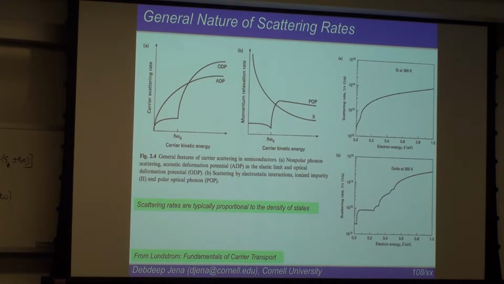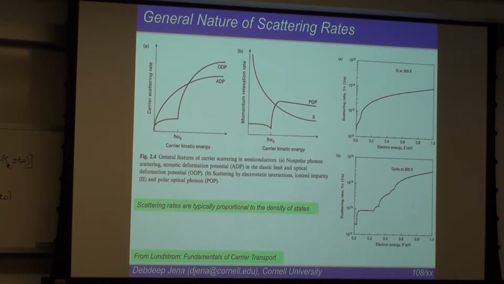On the other hand, an optical deformation potential is an optical phonon that has a certain threshold. Optical phonon has an energy minimum of h bar omega naught, so it takes at least this much. And this is the total optical deformation potential scattering rate, which includes emission and absorption, both.